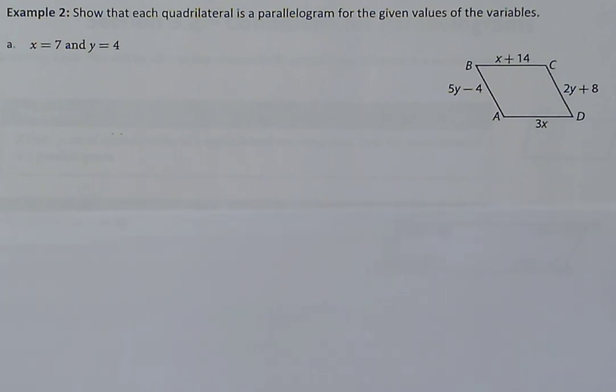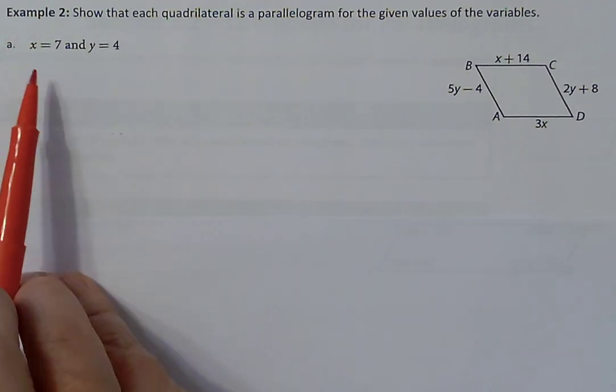All right, for part A, they give us the quadrilateral ABCD, and they tell us that x is going to equal 7 and y is going to equal 4. So that means we don't have to go through and figure out what x and y are and then plug it in. We're not trying to find the measure, we're trying to prove that this is a parallelogram. Now your quote-unquote proof for today is not a two-column proof, it's just plugging in x and y to verify that opposite sides are in fact congruent.